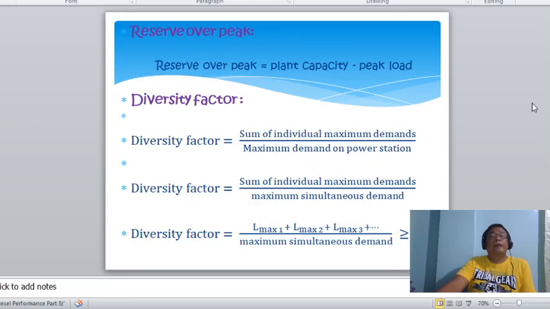Reserve over peak is the difference between the plant capacity and the peak load. Another, the equation for diversity factor.